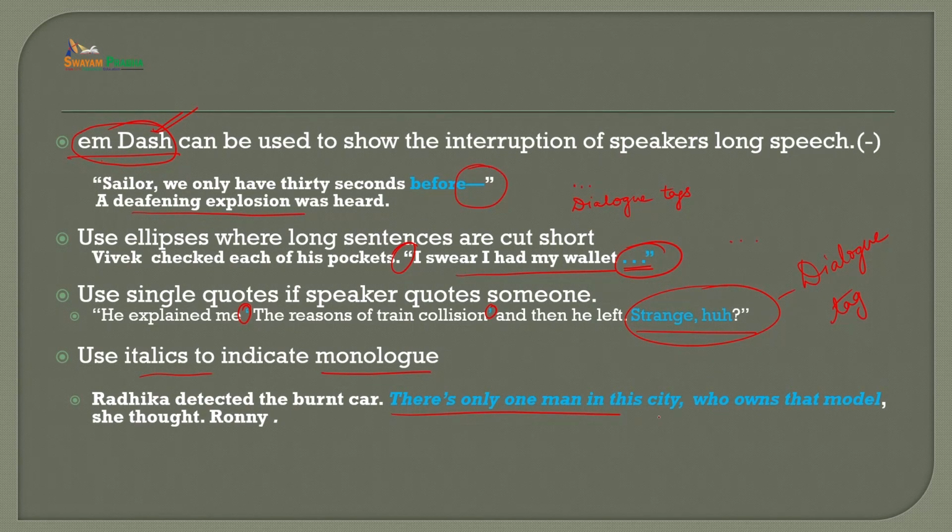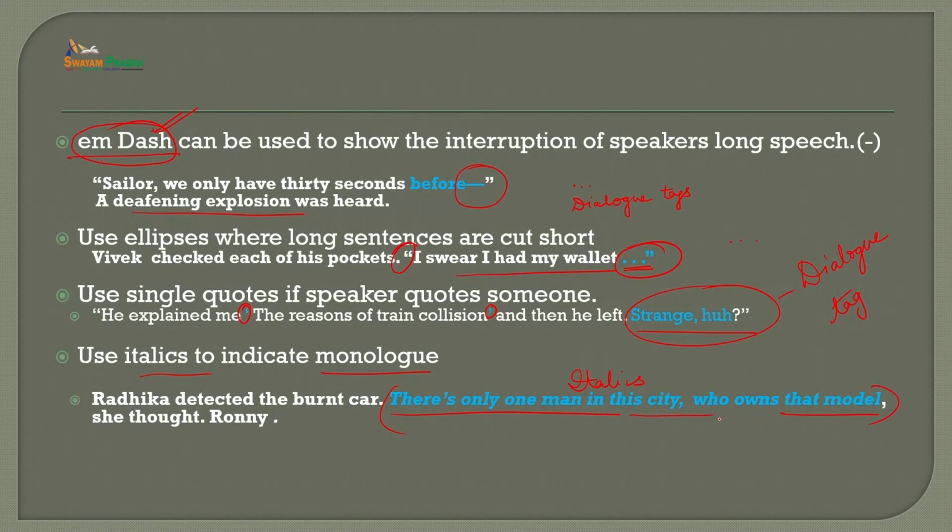Radhika detected the burnt car. There is only one man in this city and she thought about those things, right? So, after detecting the burnt car, what Radhika thought? There is only one man in the city who owns that model. She thought, Ronnie. So, what does it clearly indicate? You remember, my dear learners, that this monologue will be written in italics.